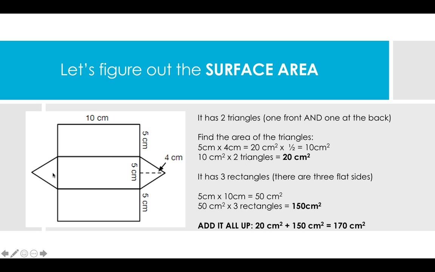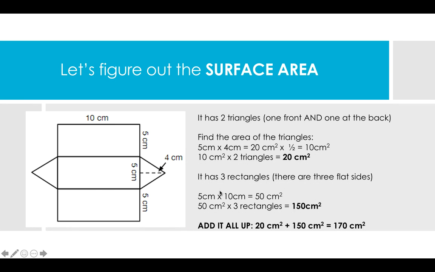How many triangles are there? There are 2 triangles. So that's why I multiply it by 2. I get a total of 20 centimeters squared. Okay, let's go on to rectangles. So these are all the same. So I go 5 centimeters times 10 centimeters, and I am left with 50 centimeters squared.